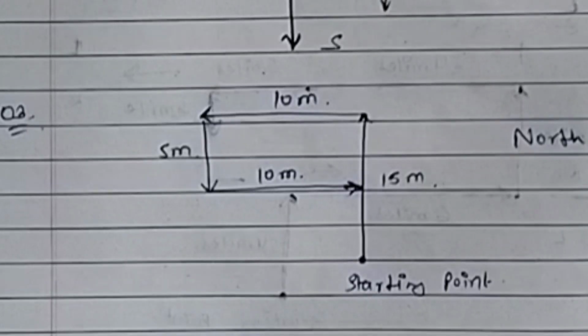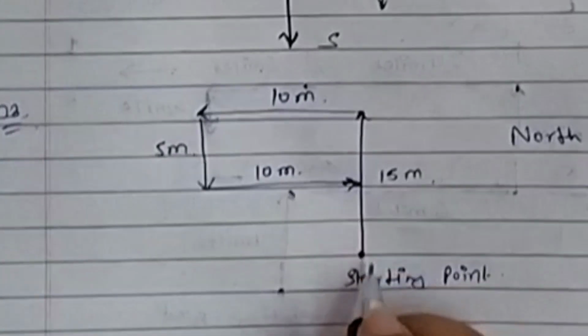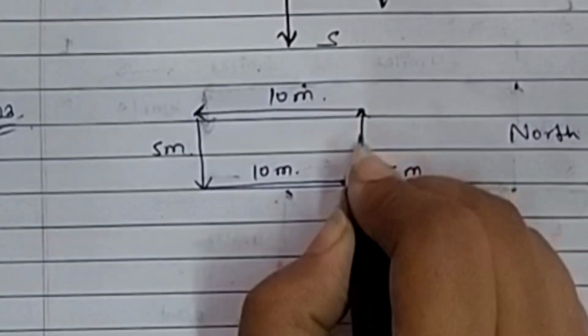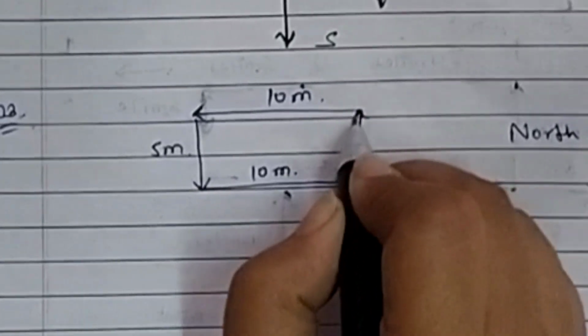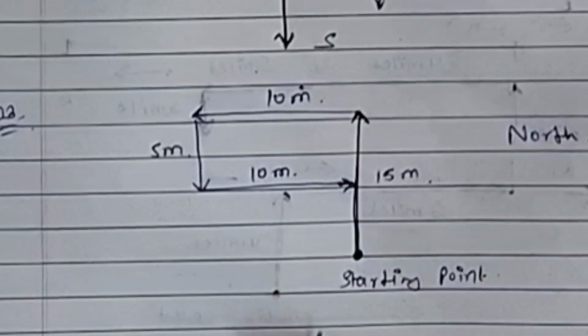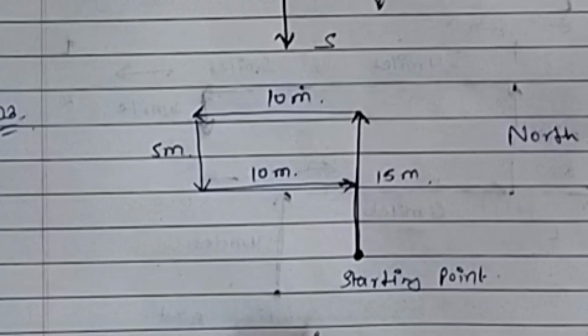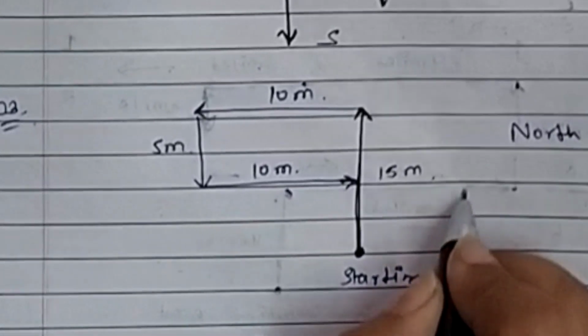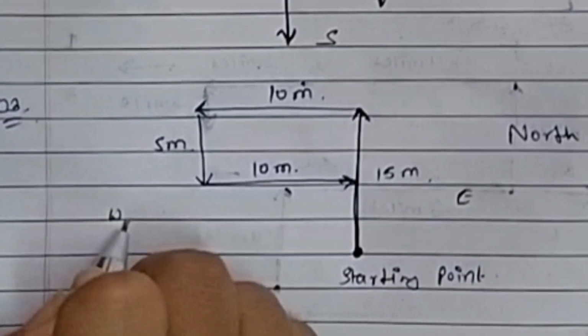So now the question is saying basically that I went 15 meters to the north. So considering this as a starting point, I went 15 meters in the northward direction. Then I turned to west and covered 10 meters. So we know that this is east and this will be the west.